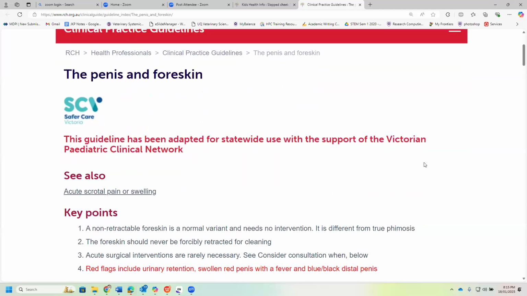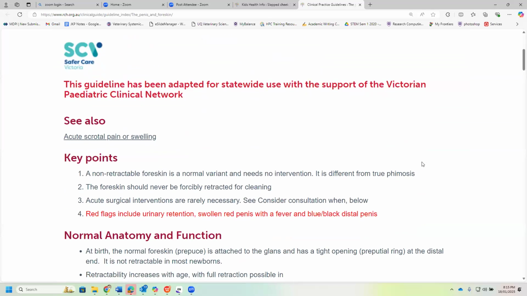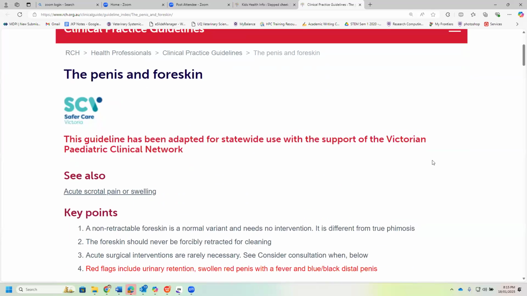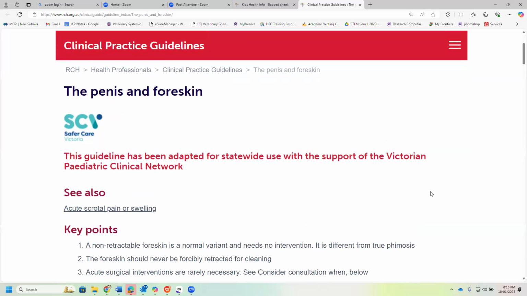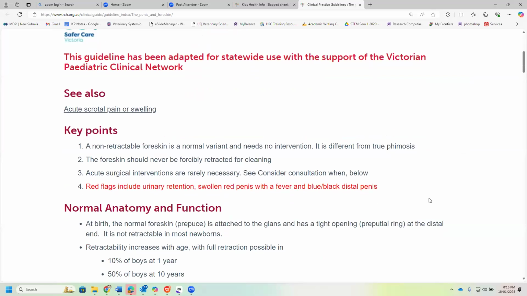All right. So they have all the conditions related to the penile area and the foreskin in this guideline from the RCH. So it's quite comprehensive as well. It's very similar to how it's presented at JM as well. John Murtagh has a similar, very summarized version of penile and foreskin problems in the pediatric age group in a table as well.